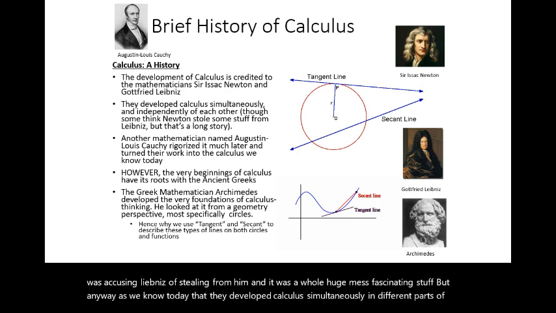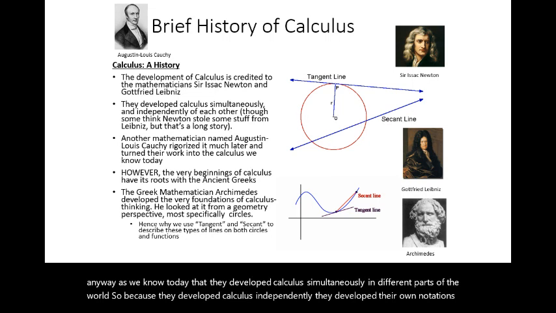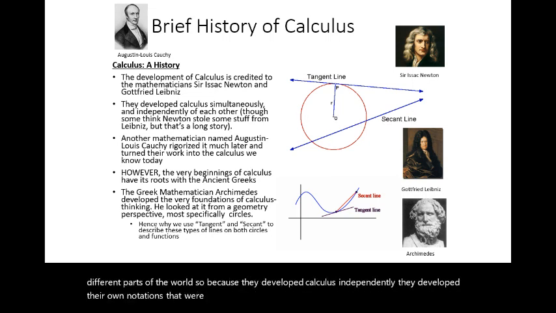Because they developed calculus independently, they developed their own notations that were independent from each other. Each notation has its own similarities and differences, and they both have their advantages and disadvantages, which is why we really use both. Much later, another mathematician named Cauchy rigorized it and put it all together to resemble the calculus that we know today.